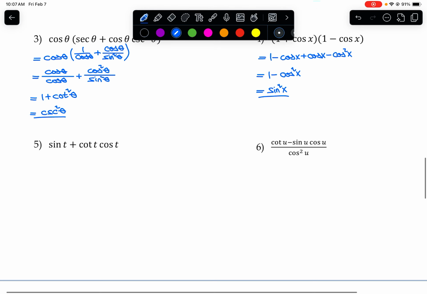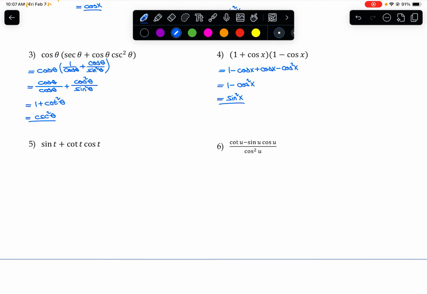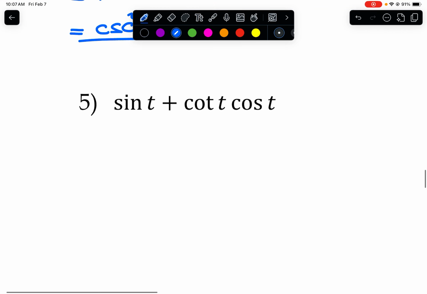Next. All right, I would actually recommend pausing here and at least trying number 5. Number 6 is a little spicy, but at least try number 5 real quick.